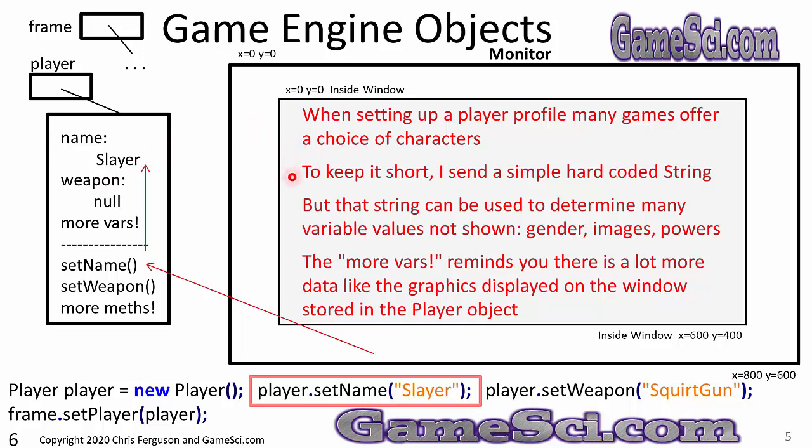To keep it short, I send a simple hard-coded string here. But strings can be used to determine many different variable values not shown. If I pick the character Slayer, that might tell me that this is a male gendered character. It might load the images for the Slayer character. It might have special powers. It would load all sorts of information about the Slayer object. The more vars reminds you there are a lot more data, like the graphics displayed on the window, stored in the player object. These are just 2 of the variables that would be in this class. I'm certain there are more.